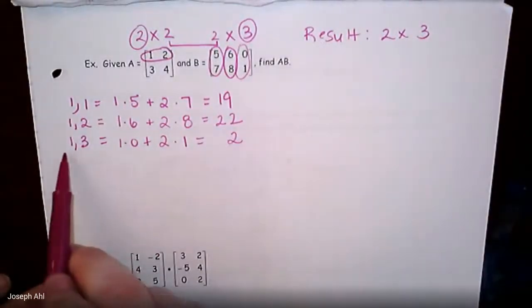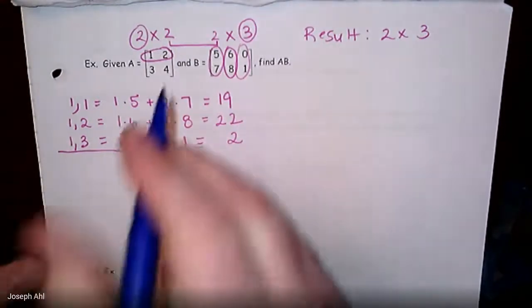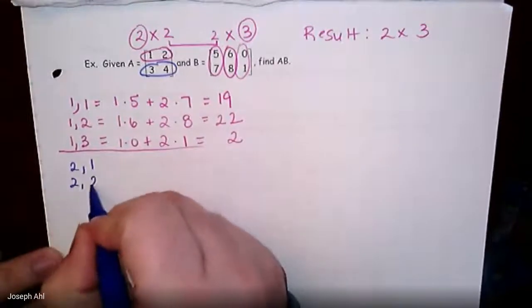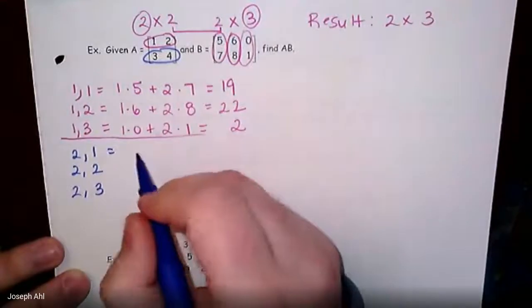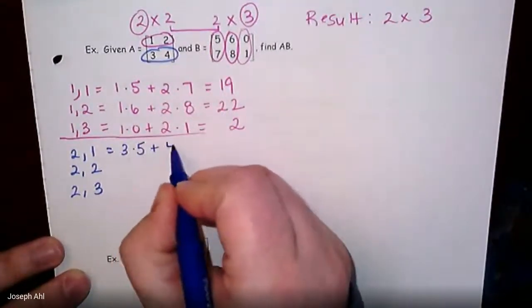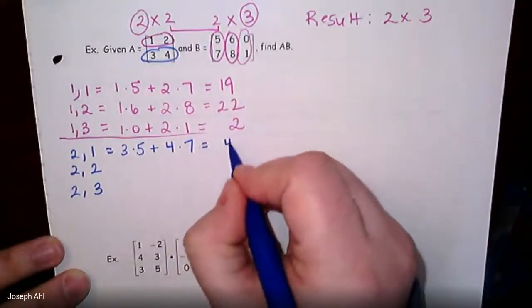And then since I've already done the first row with each of those, you don't have to draw a line there, but now I'm just kind of noting for myself that I'm moving on to row 2. I'm going to multiply that by column 1, column 2, and finally column 3. So that would be, in this case, 3 times 5 plus 4 times 7. So 15 and 28 is a total of 43.